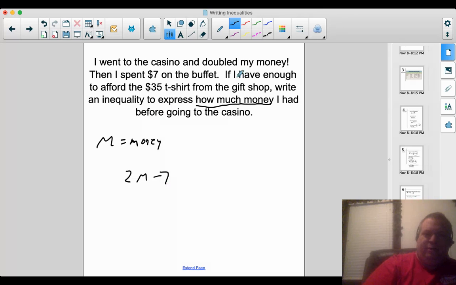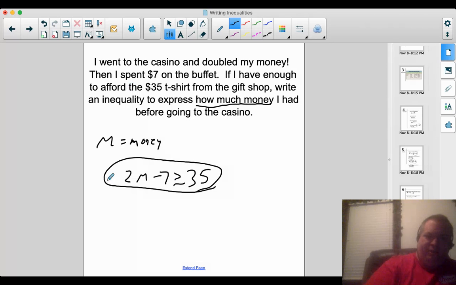So what I know is that now, after doing those two things, I have enough to afford the $35 t-shirt. Well, if I have enough to afford the $35 t-shirt, I might have exactly $35, or I might have more. I can't have less, but I have to have more than or equal to $35 at this point. So there's my expression. 2m minus 7 is greater than or equal to 35. That will represent this, and later on when we get to solving, this will be something I could solve to figure out how much money I must have had to start. All right. Good luck, everybody.